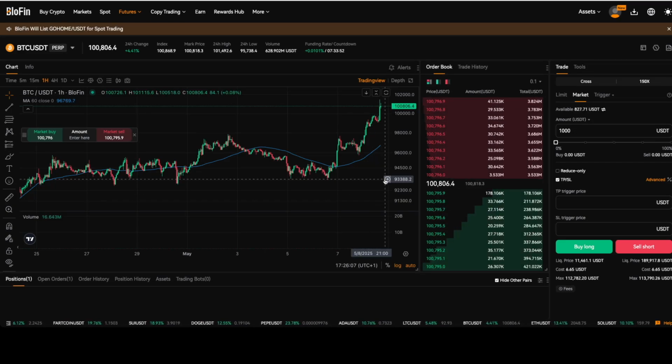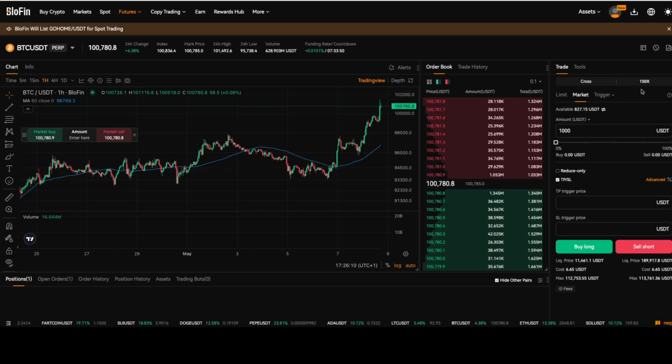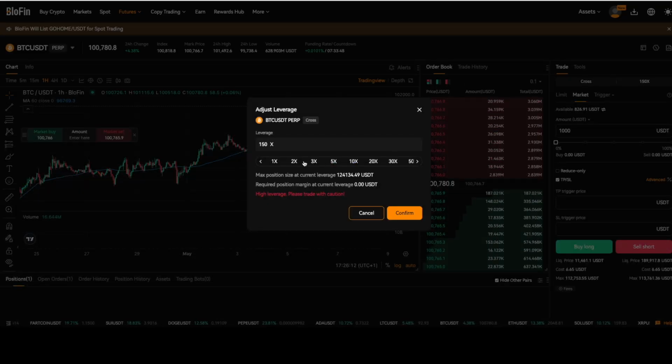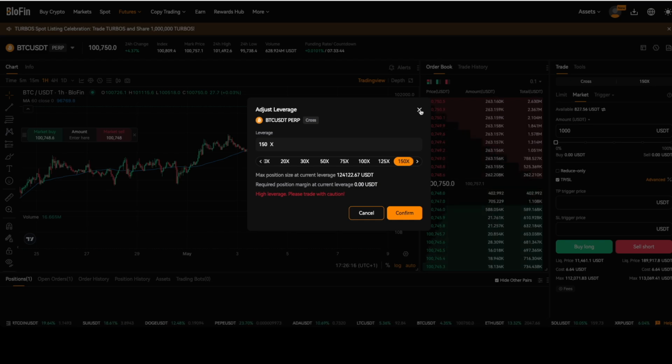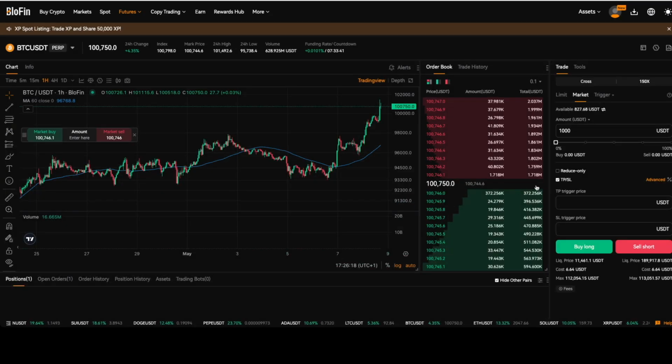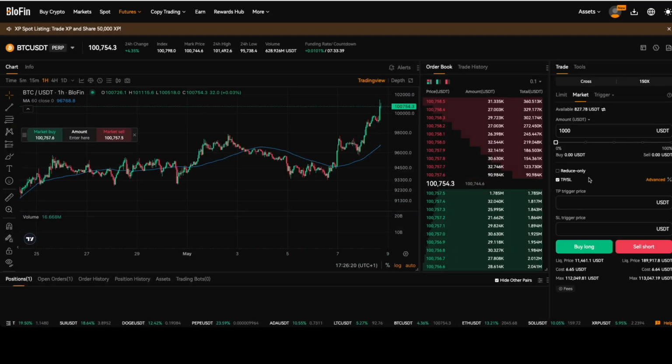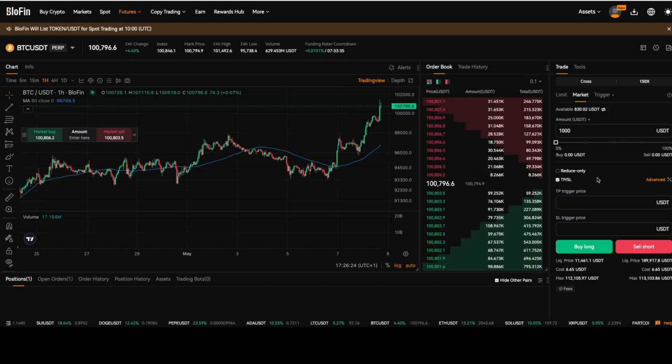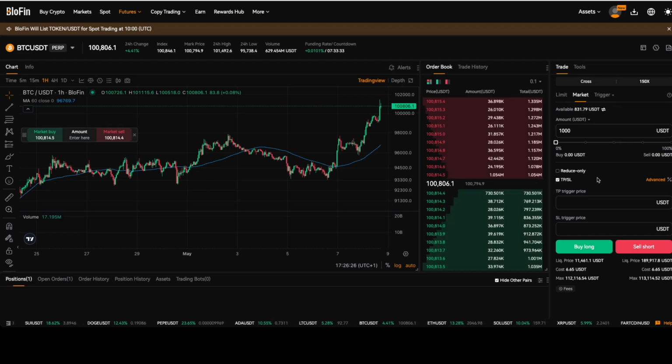Now, on the right hand side is where all the most important parts are. So you have leverage up here, which you can change from 1x all the way up to, for Bitcoin, 150x. And that will vary depending on the trading pair. Leverage basically means the multiplier on the amount you're going to invest. So 150x leverage means you're actually trading with 150 times the amount you put on for your trade. The higher the leverage, the higher the risk, and the higher the risk of liquidation.